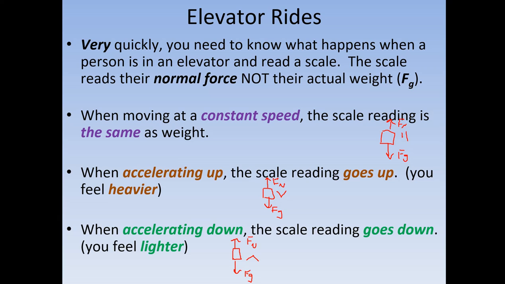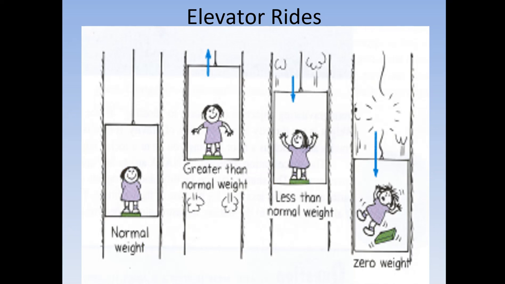You don't know if you're moving up or moving down. All you know is that you're accelerating up or down. For example, if you're moving upwards in the very beginning of the ride, then your acceleration would be upwards. But if you're moving downwards and you're coming to a stop, you're also accelerating upwards. So just keep in mind that there has to be an acceleration in order for the scale reading to change. And this is pretty much the same idea.